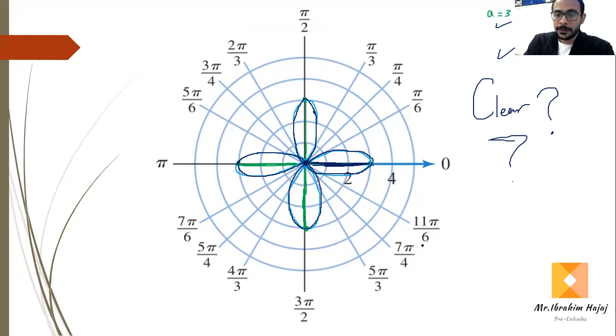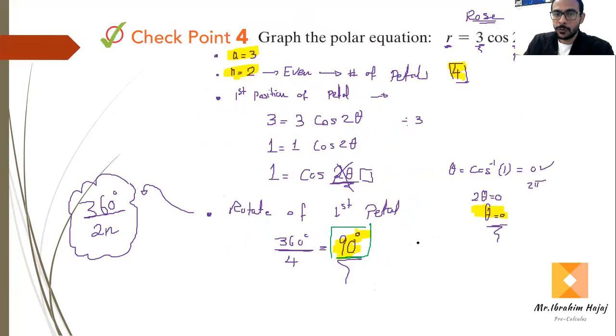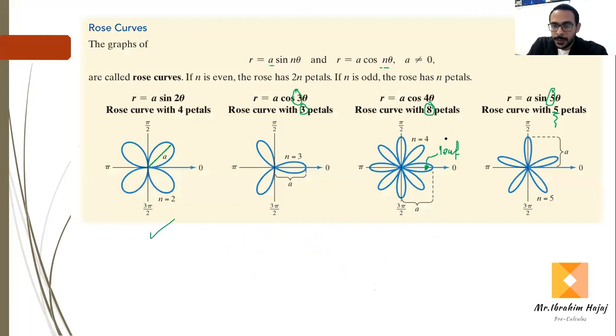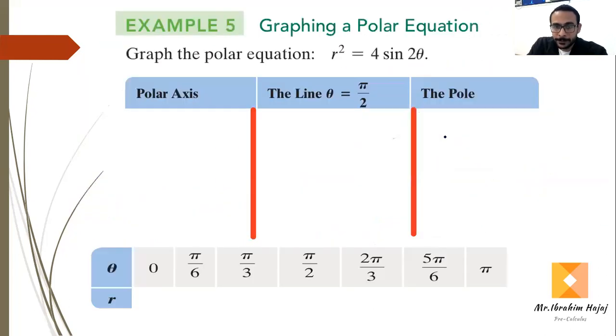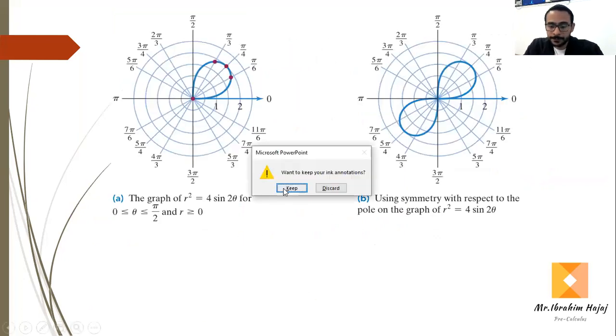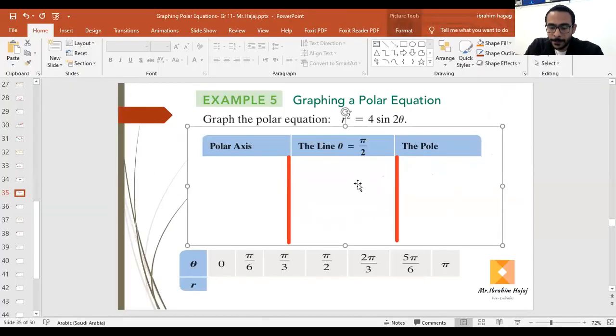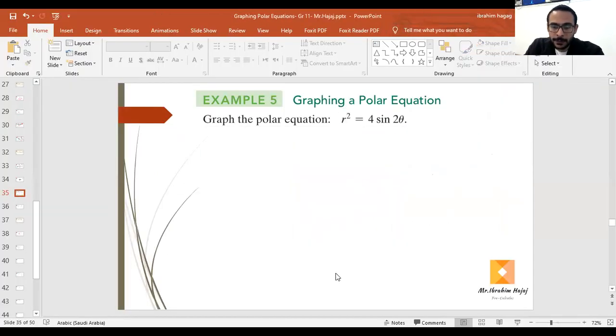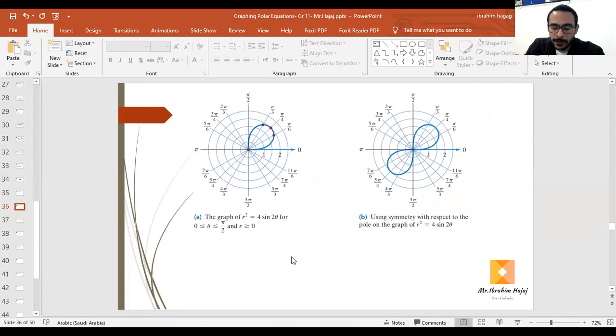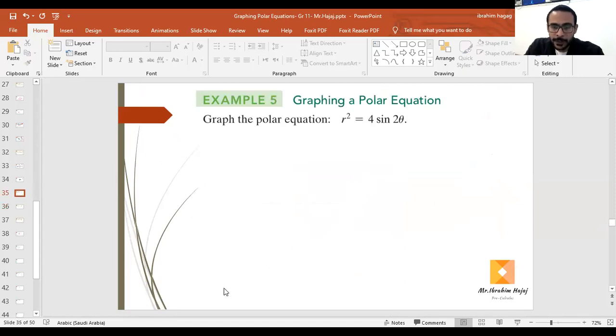This is checkpoint number 4: how to graph the polar equation r equals 3 cosine 2 theta. Okay, let's move on, guys, to graphing r squared equals 4 sine 2 theta. We will work by our regular way.